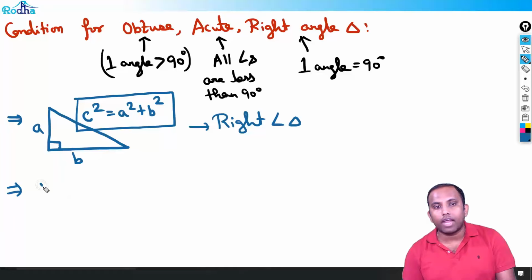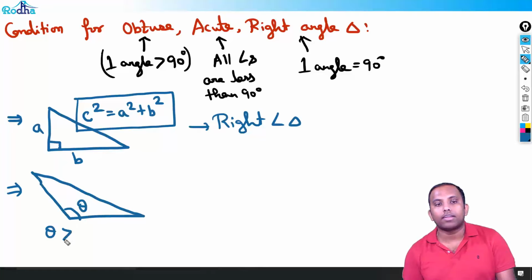This side will be more tilted, right? Because the angle has to be greater than 90 degrees. This angle theta is obviously greater than 90 degrees, right? This is for an obtuse angle triangle. Now we're discussing the obtuse angle triangle.